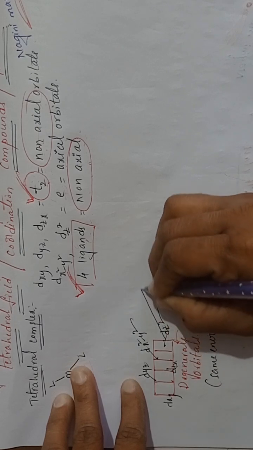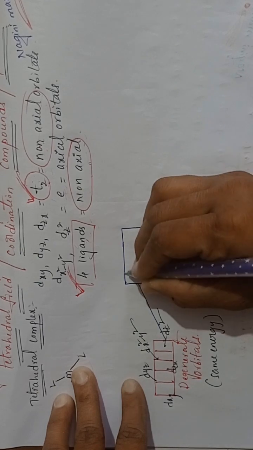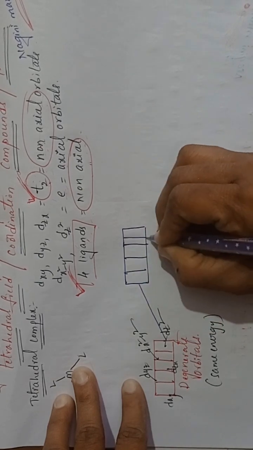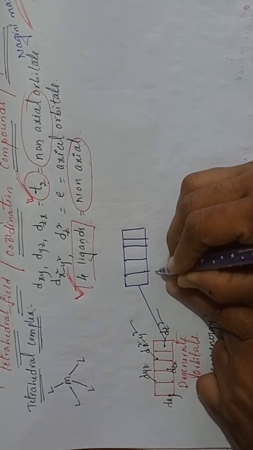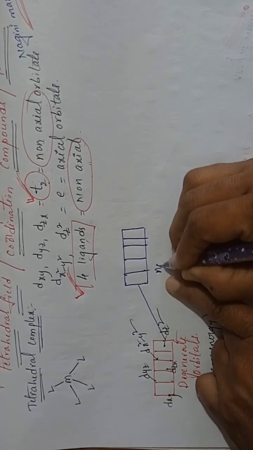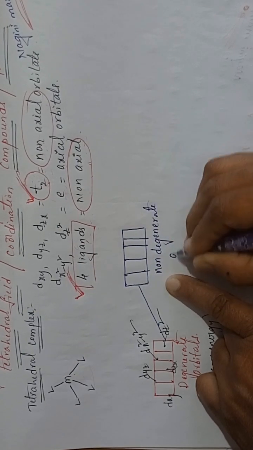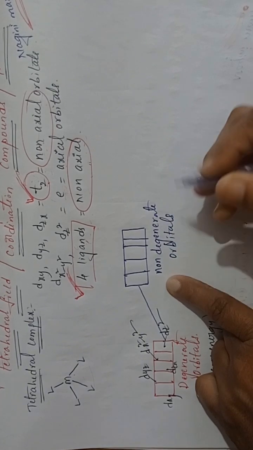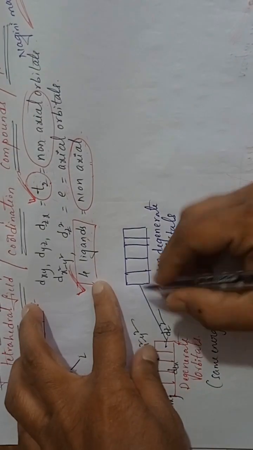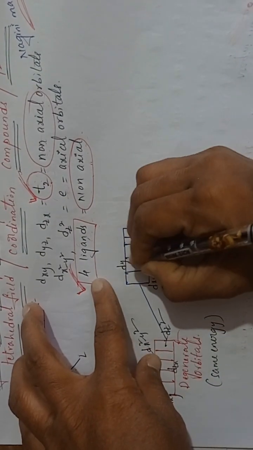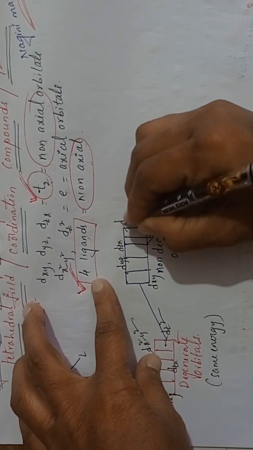See here, total 5 d orbitals lose their degeneracy. 1, 2, 3, 4, 5. So total these 5 orbitals also lose their degeneracy. That's why we are calling them non-degenerate orbitals. Are you understanding? That means they lose their equal energy, students. Are you clear? So what are the names? dxy, dyz, dzx, dx square minus y square, dz square.